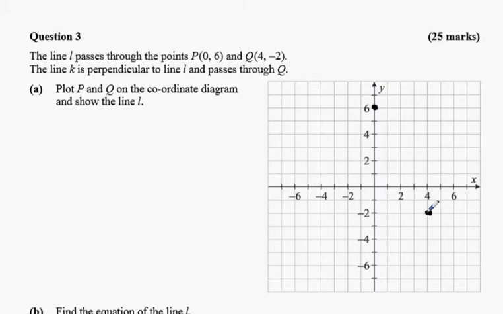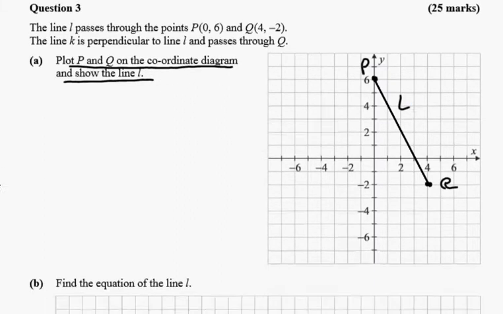The key words are plot P and Q on the coordinate diagram and show the line L. It's probably quite important that you label point P and point Q. Draw your line. Most people got this out. And there you go, that's line L. Everybody happy now? Okay. Next one.